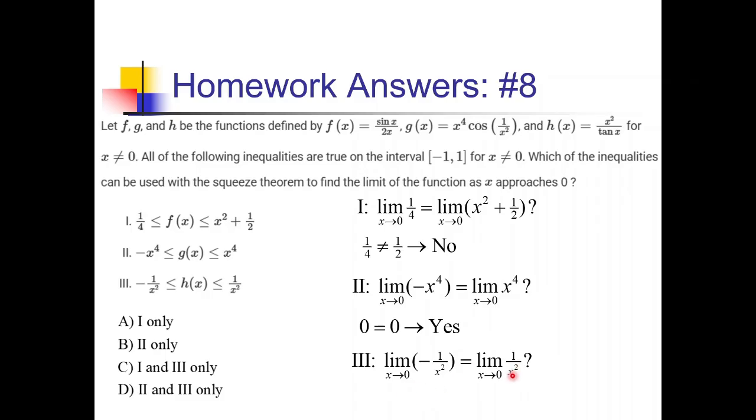Negative infinity and positive infinity don't match up, and even if they were both the same infinity, infinity is not really a number. You need the limit that you get to actually be a specific constant, not a direction. So this is also a situation where the sandwich or the squeeze theorem will not help us. So this is another no. So then out of all these, only inequality number 2, Roman numeral 2, was matching the condition that they had here. So we're going to pick choice B, 2 only.